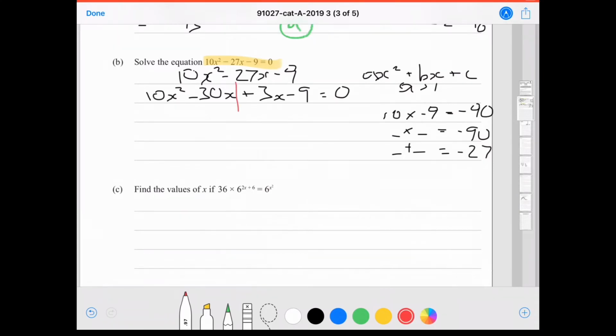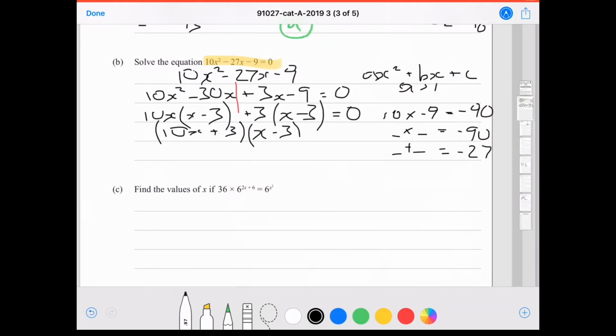And now we split the whole quadratic. We put a line down the middle and we factorize the left side. You've got 10x, and then inside the brackets, x minus 3. And plus 3 on the right hand side, and the bracket is x minus 3. And you know you're on the right track when the two brackets are the same. And now 10x plus 3 is its own bracket. And of course you've got x minus 3 equals 0.